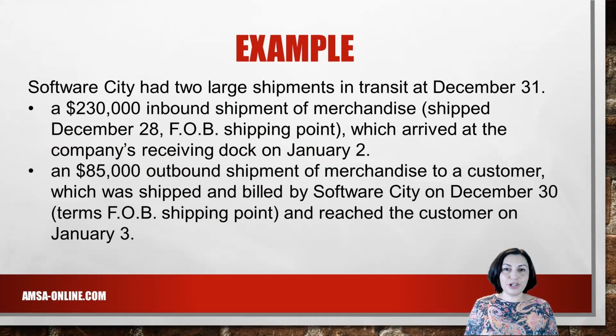Software City had 2 large shipments in transit at December 31st. One was a 230,000 inbound shipment of merchandise shipped December 28, F.O.B. shipping point, which arrived at the company's receiving dock on January 2nd. The other shipment was an 85,000 outbound shipment of merchandise to a customer, which was shipped and billed by Software City on December 30, terms F.O.B. shipping point, and reached the customer on January 3rd.